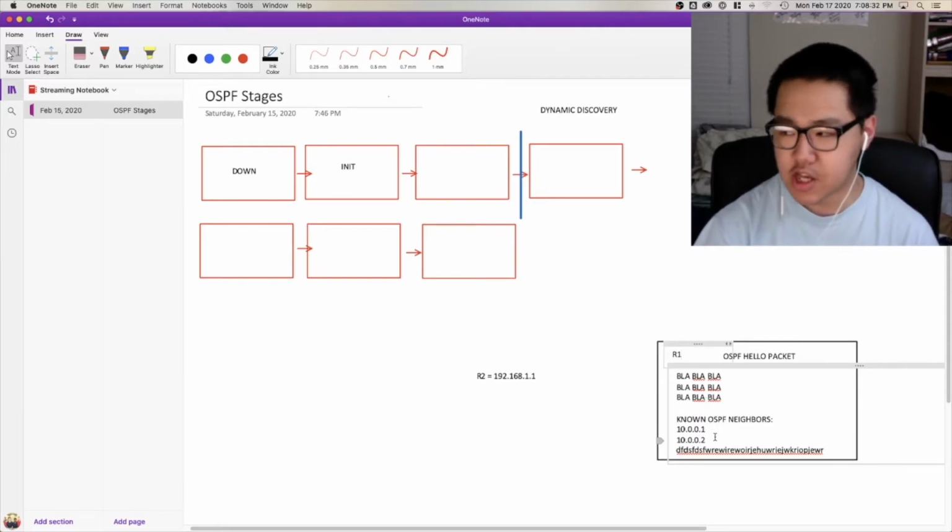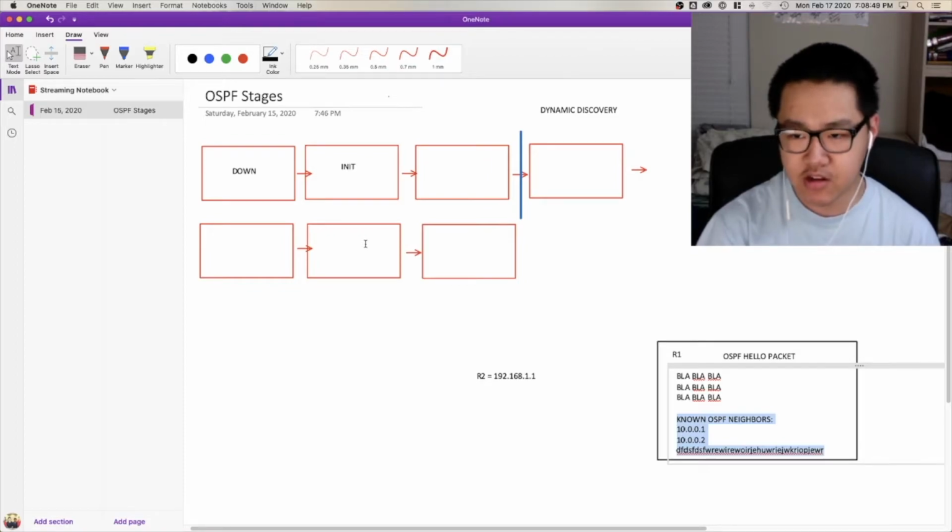If R1 doesn't know about R2, it's not going to be in here. And in this case, right now, it's not. Now, that would cause it to get into init. So in init, again, the hello packet has been received, but when the receiving router looks in the sending router's hello packet, it doesn't see its own IP address. So it knows that the other router doesn't know about it yet.